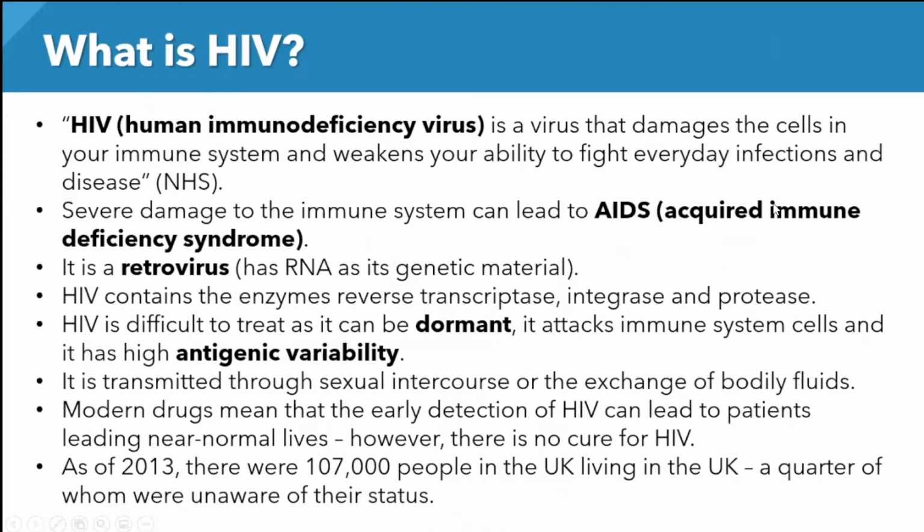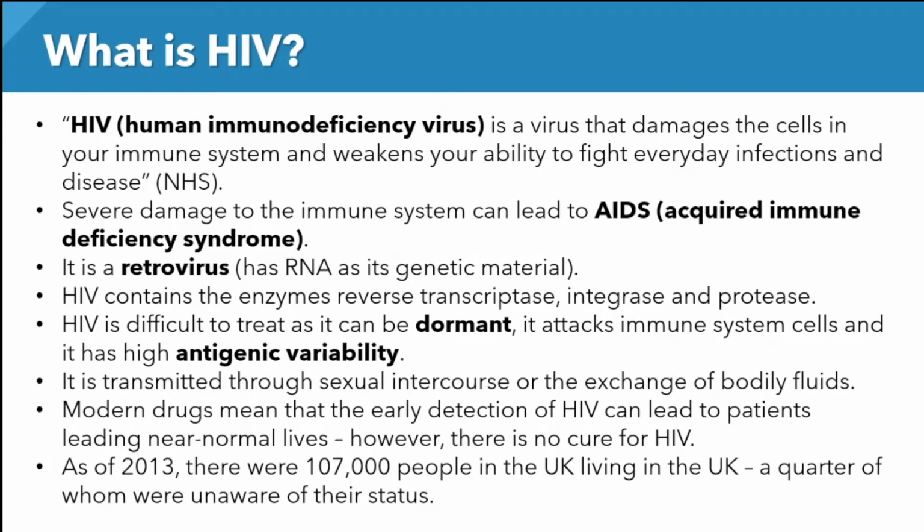Yeah, so HIV is human immunodeficiency virus. It's a virus that damages the cells in your immune system and weakens your ability to fight everyday infections and disease. That's written by the NHS. Actually, can anyone explain why it may weaken your ability to fight everyday infections and disease? Just quickly from what we learned on the previous slide. Someone said it before, it does something to your body.